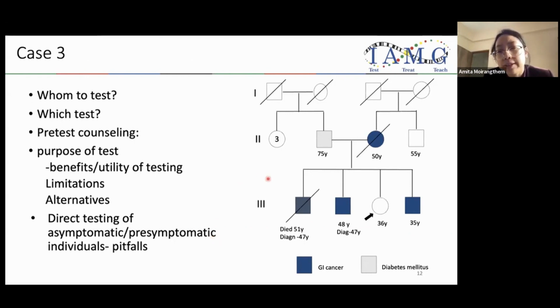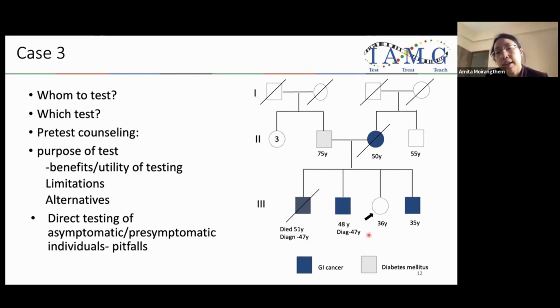Sometimes we come across such families where there are multiple affected members, and the consultand who comes to us for consultation is actually asymptomatic. This particular individual does not have any symptoms at present, or is healthy at present. However, many of her family members had gastrointestinal cancer, and two of these individuals were alive, and the other two had passed away.